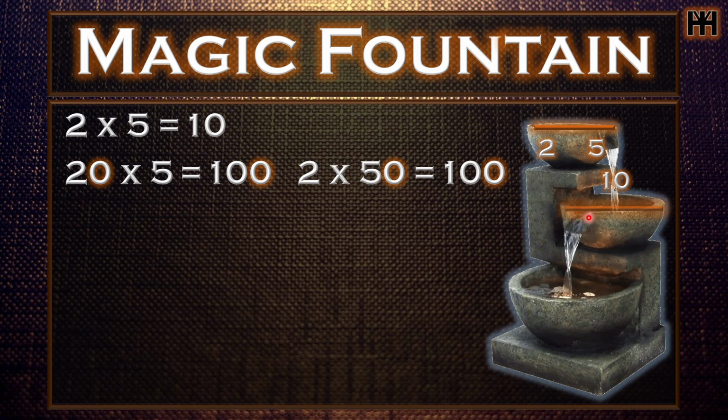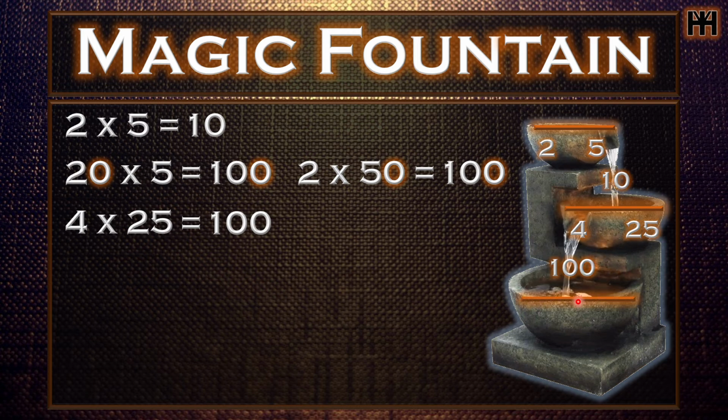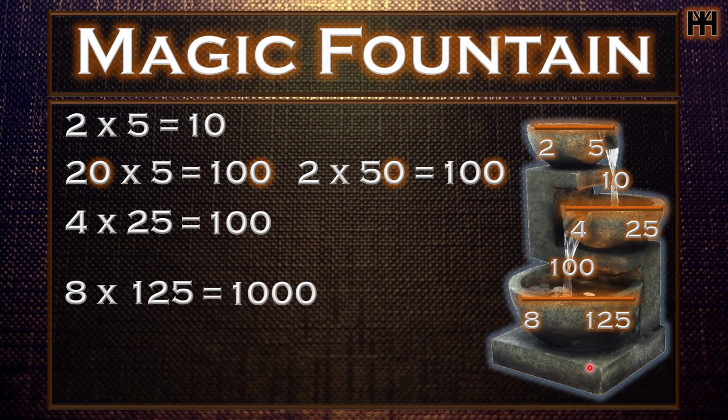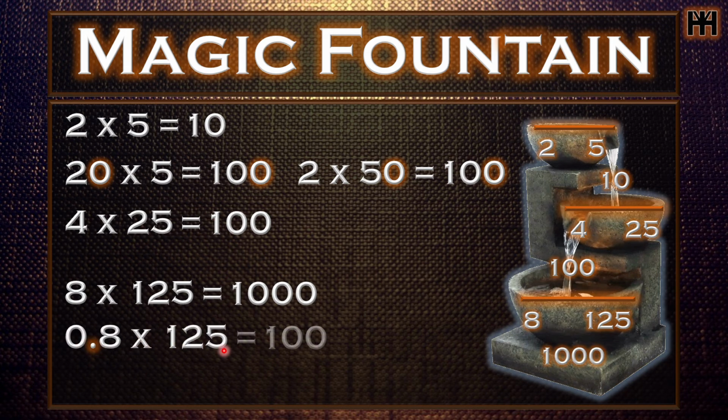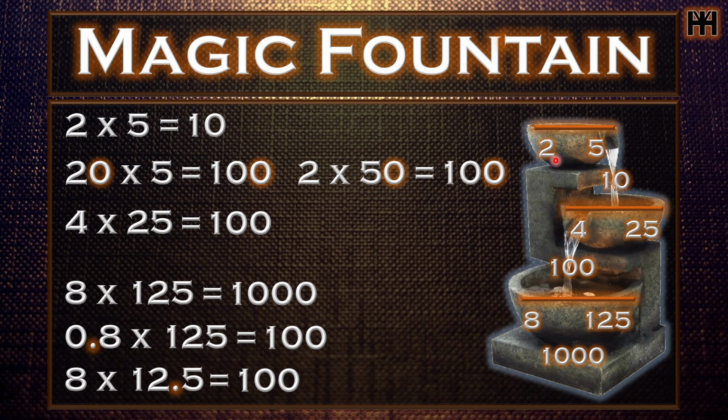Okay, let's see the other two numbers. They are 4 and 25. Okay, 4 multiplied by 25 will always give you 100. Okay, the next two numbers are 8 and 125. When you multiply them together, they'll give you 1000. 0.8 times 125 will only give you 100, and 8 times 12.5 will give you 100 also. Okay, but the main numbers here are 2 and 5, 4 and 25, 8 and 125.